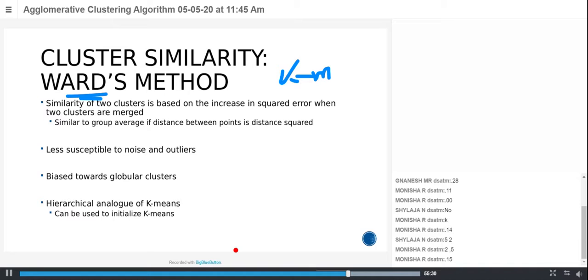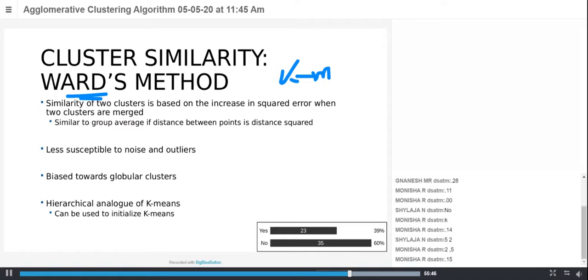So that's all with respect to agglomeration. Everything we have finished now. I will show you how to apply an agglomerative method in RapidMiner. Before we move on to that, any doubts in this agglomerative technique? If you have any doubts, you can ask me questions in public. I will explain everything.